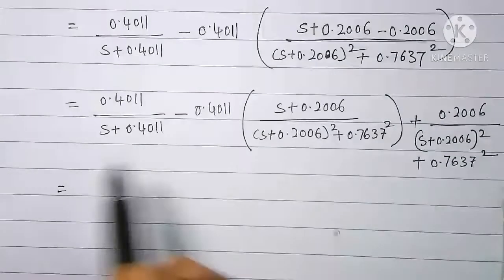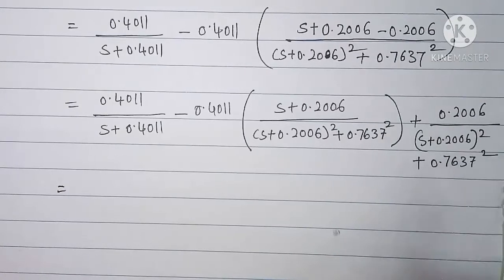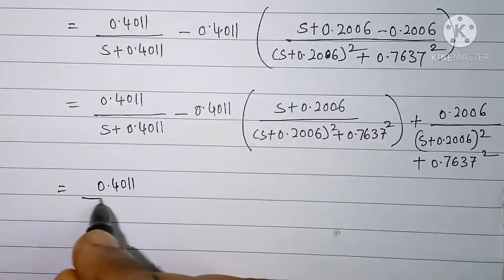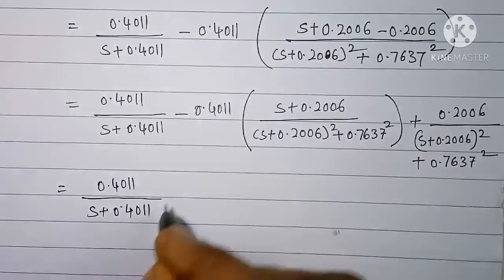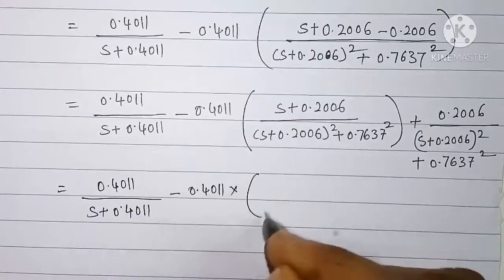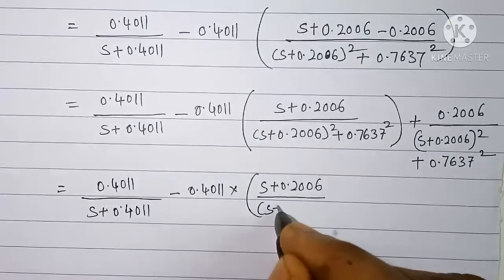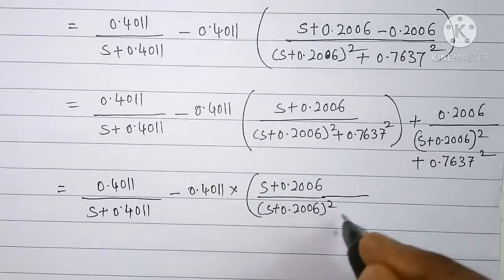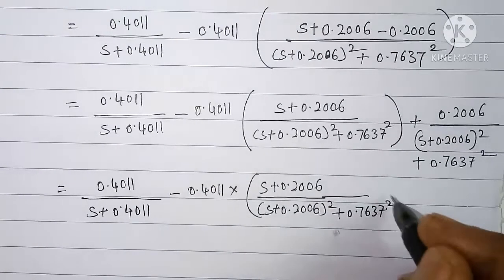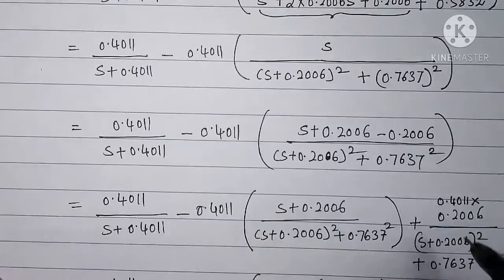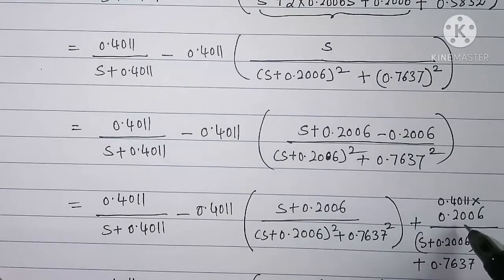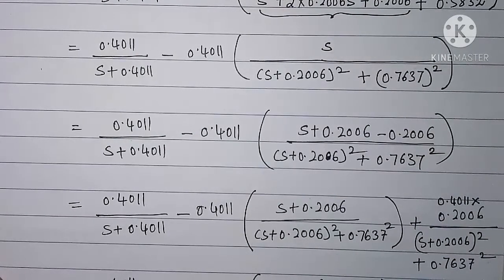Now this third term in h of s we will write in standard form: 0.4011 divided by s plus 0.4011 minus 0.4011 into s plus 0.2006 upon s plus 0.2006 whole square plus 0.7637 whole square plus, here is shortage of place, therefore I will write 0.4011 into 0.2006, one below the other, divided by s plus 0.2006 whole square plus 0.7637 whole square.